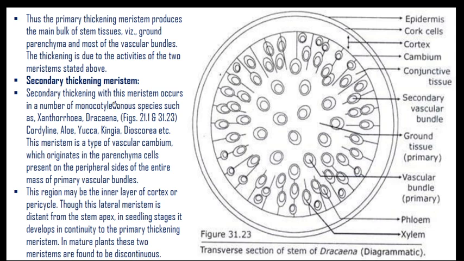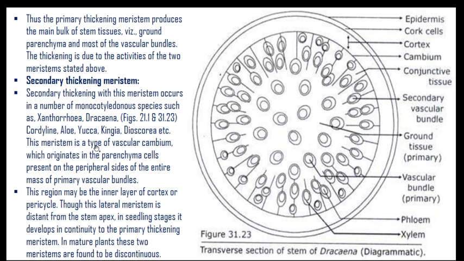Secondary thickening with a meristem occurs in a number of monocotyledon species such as Xanthorrhoea, Dracaena, Cordyline, Aloe vera, Yucca, Kniphofia, Dioscorea, etc.